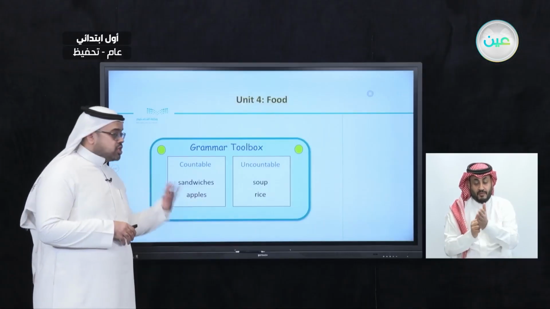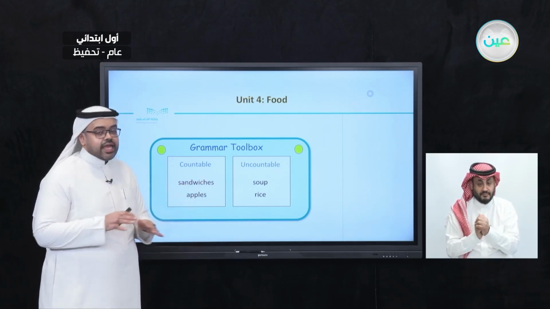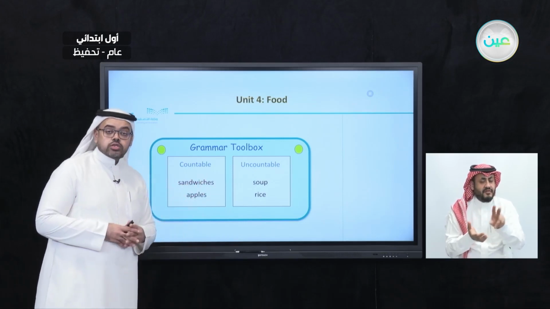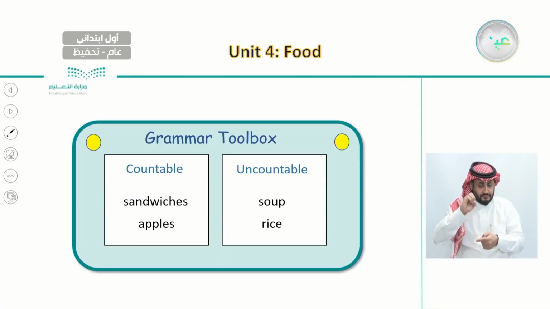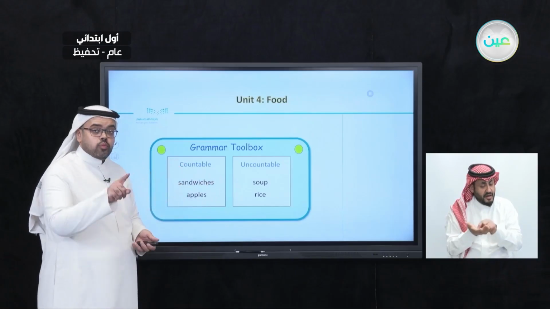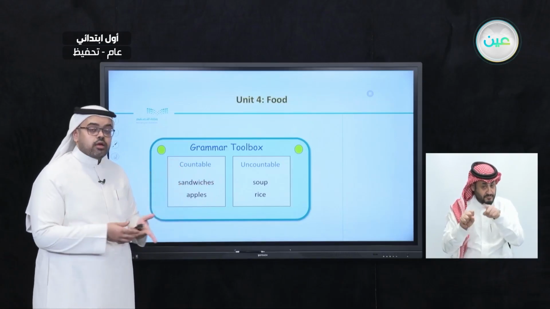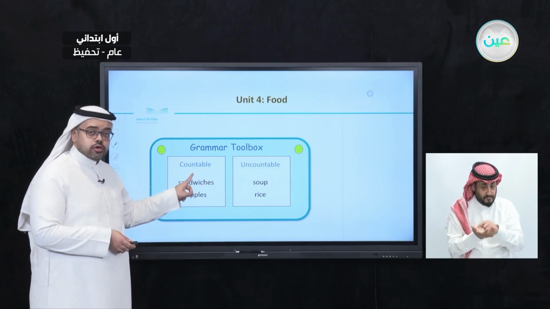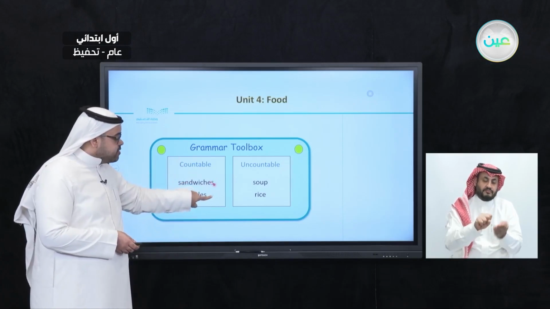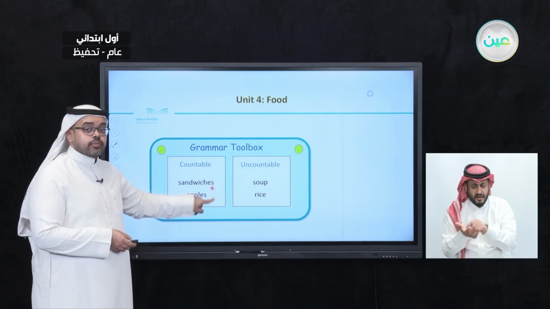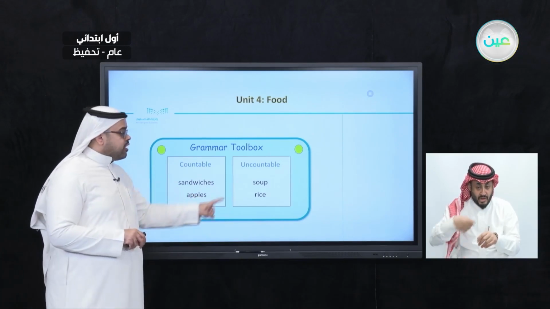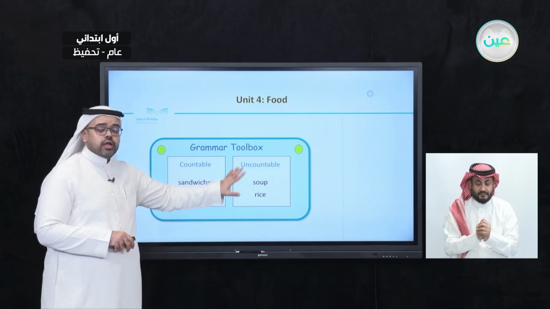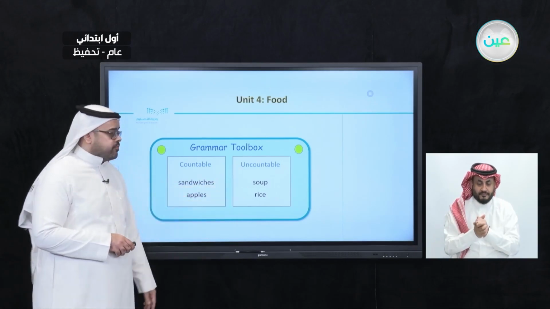But sometimes we have words that we cannot count. These are words like soup and rice. So if we can count them, 1, 2, 3, then they are countable words. We add S to the countable words. But if we can't count them, in this case we leave them as they are, like soup and rice.